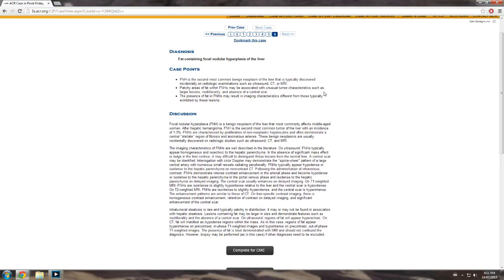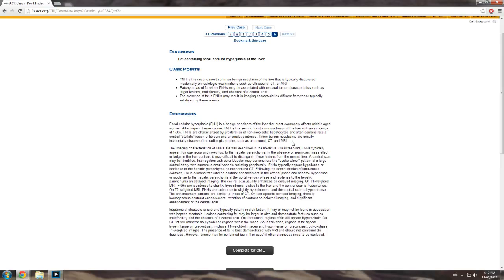Focal nodular hyperplasia is a benign neoplasm of the liver that most commonly affects middle-aged women. After hepatic hemangioma, FNH is the second most common tumor of the liver with an incidence of 1-3%. Sorry, I thought it was adenoma, but it certainly is hepatic hemangioma. FNHs are characterized by proliferation of non-neoplastic hepatocytes and often demonstrate a central stellate region of fibrosis and anomalous arteries. These benign neoplasms are usually incidentally discovered on radiologic studies such as ultrasound, CT, and MRI.